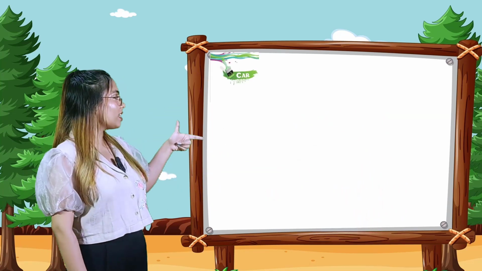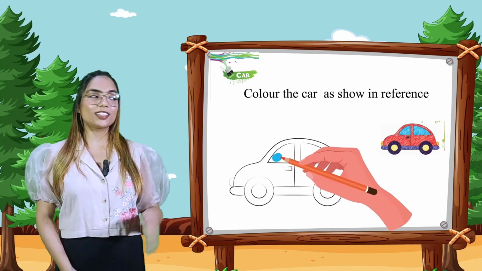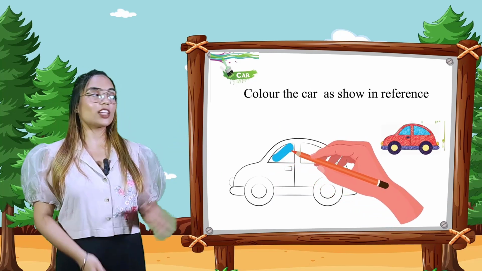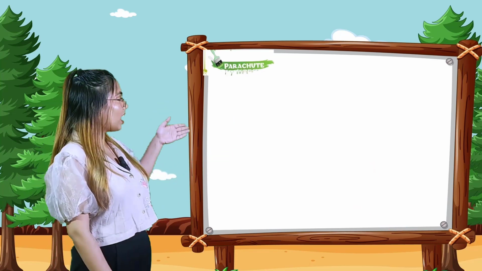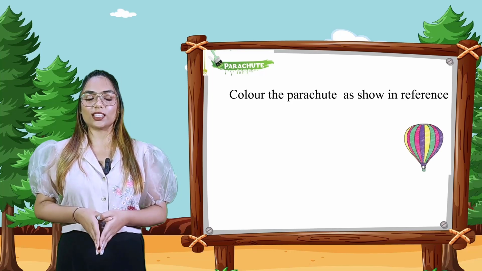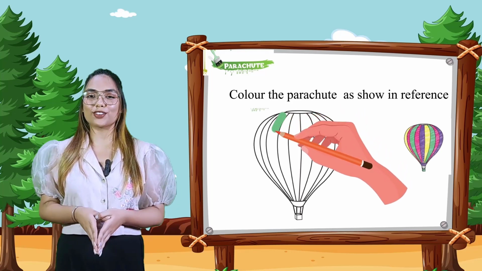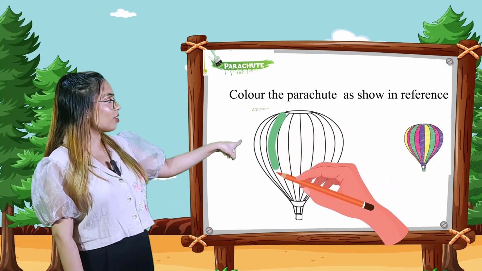Moving on to the next image over here, which can actually make us move from one place to another, is a car. Color this car as shown in the reference over there. Moving on to the next image after the car is another mode of transportation. Can you guess what this is? Yes, it is a parachute. Make this parachute as colorful as shown in the reference over there.